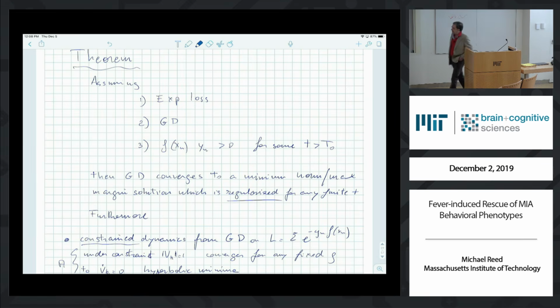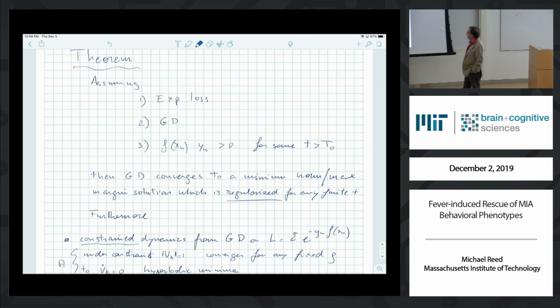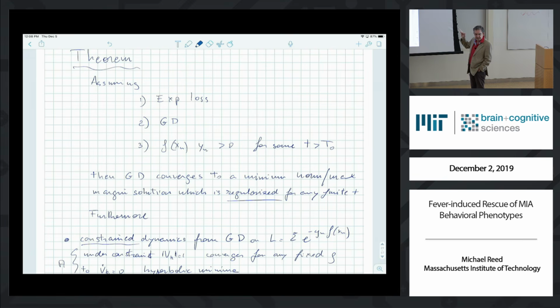So, summarizing some of the things I said, all I said is for exponential loss, and very likely it works for logistic and cross entropy, but I don't think it works the way it is for square loss. By the way, how many of you have used a deep network with square loss?